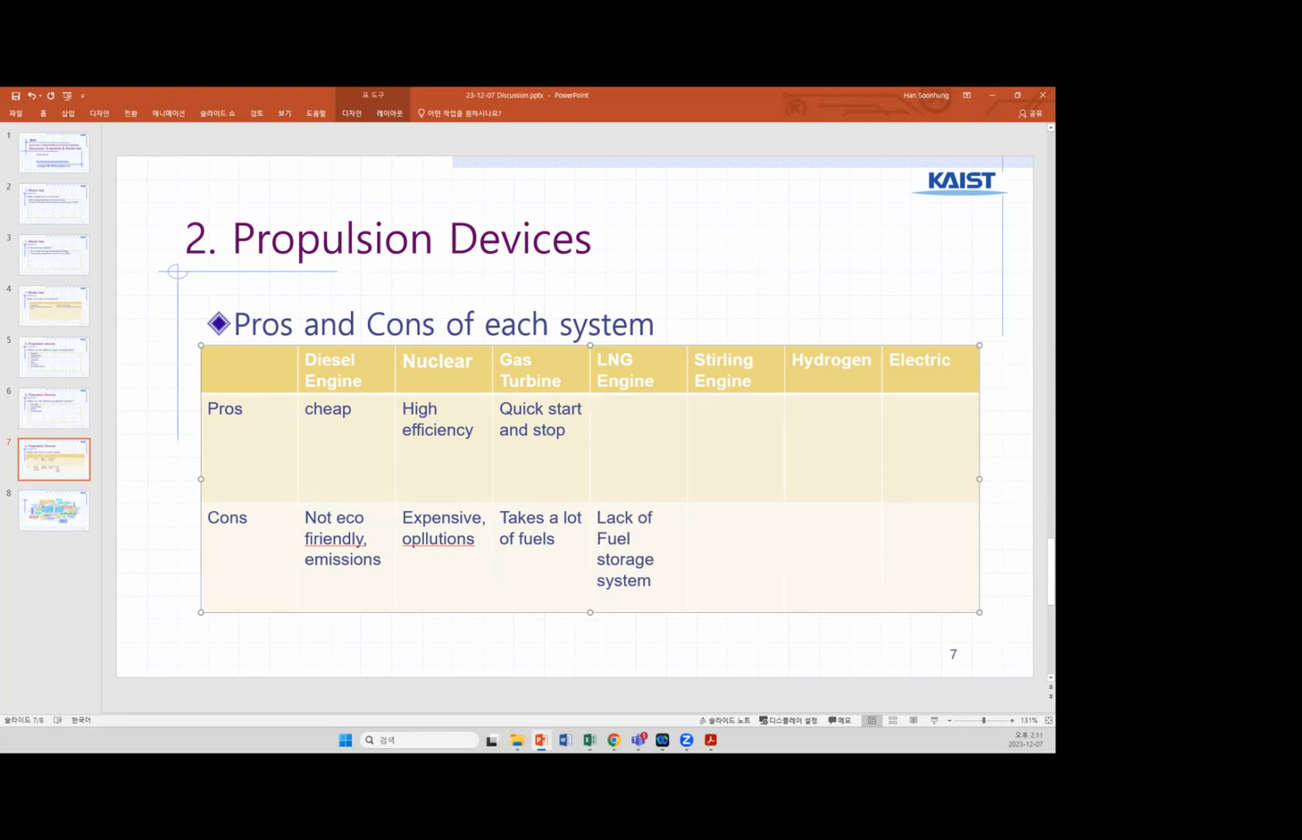And the chat said it is eco-friendly. LNG emits much lower CO2 than diesel, so it is eco-friendly. And I think this LNG engine's pros and cons are the upside down of the diesel engine. So it's true that there is the lack of storage, and one more thing is it is expensive.